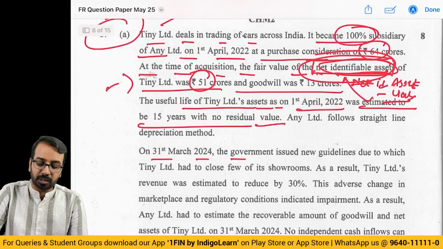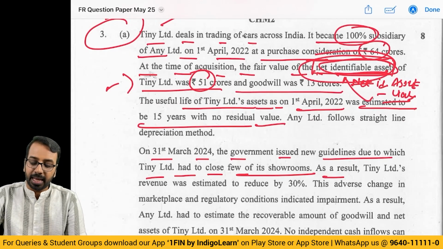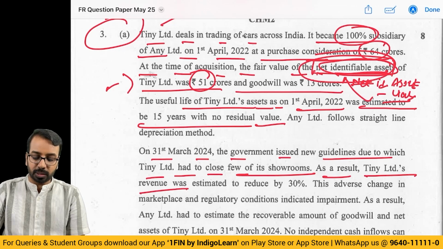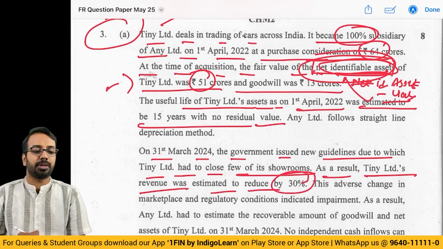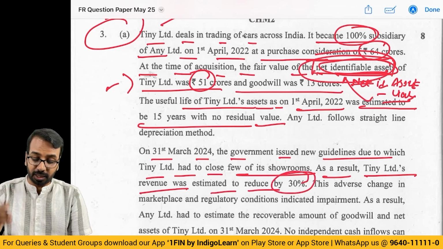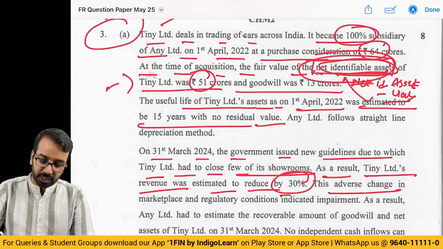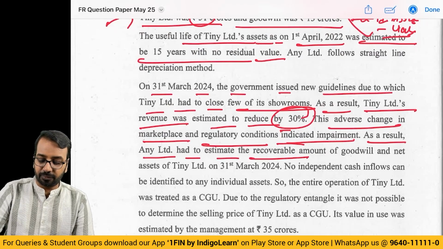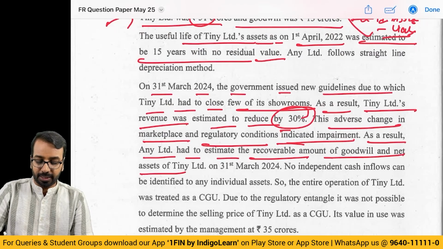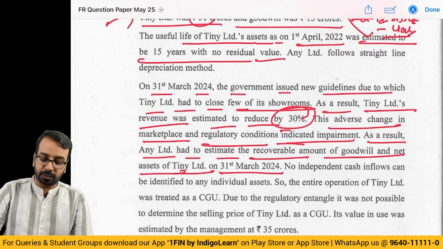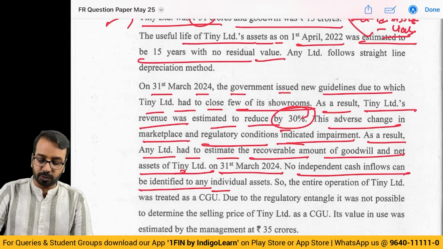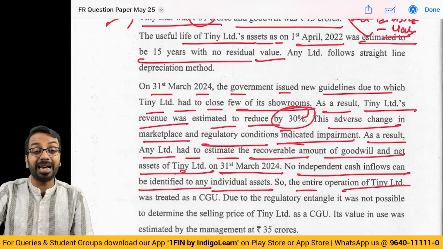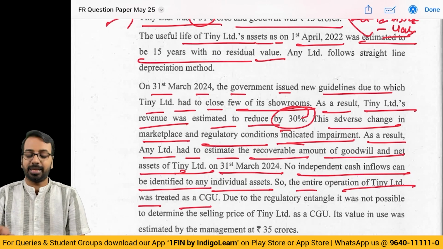On 31st March, the government issued new guidelines due to which Tiny Limited had to close few of its showrooms. As a result, Tiny Limited's revenue was estimated to reduce by 30%. This adverse change in marketplace and regulatory conditions indicated impairment. As a result, Annie Limited had to estimate the recoverable amount of goodwill and net assets of Tiny Limited on 31st March. No independent cash flows can be identified to any individual asset. So the entire operations of Tiny Limited was treated as a CGU, no problem.